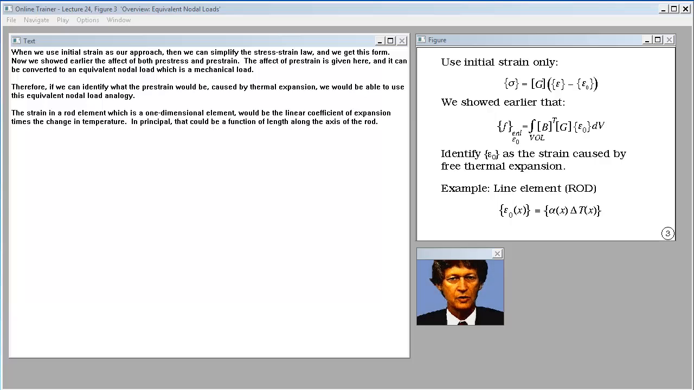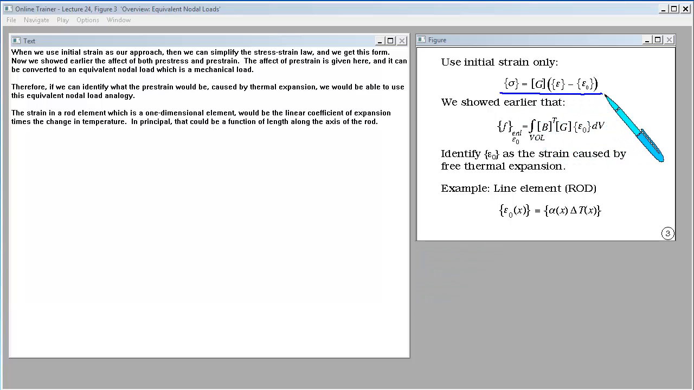When we use initial strain as our approach, then we can simplify the stress-strain law, and we get this form. Now, we showed earlier the effect of both prestress and prestrain. The effect of prestrain is given here, and it can be converted to an equivalent nodal load, which is a mechanical load.